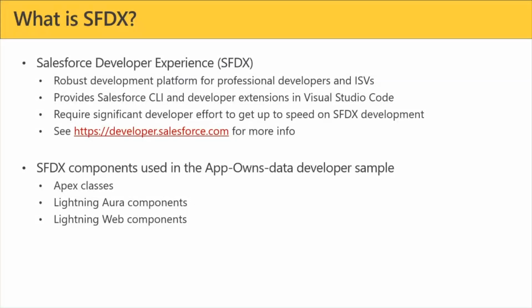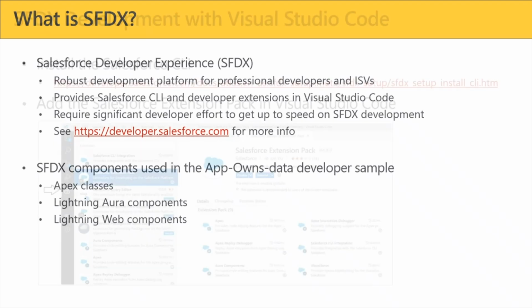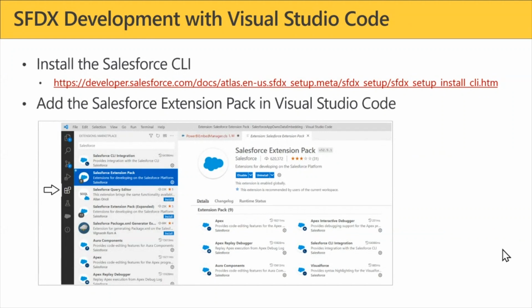Now, what we're going to use in my example is 3 different types of Sfdx components. We're going to use Apex classes, which is how you write server-side code. And then there's also Aura components, and then the more modern Lightning Web components. Now, what's going to happen is that you're going to first of all install the Salesforce command line interface, or CLI. There's some installation instructions for you.